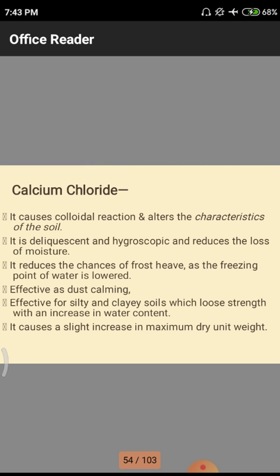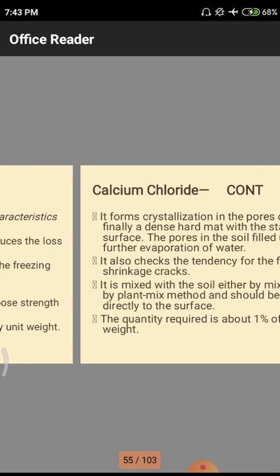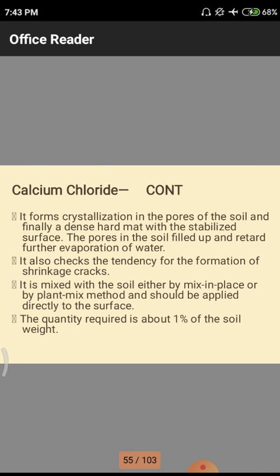Next one, it causes a slight increase in maximum dry unit weight. Why? Because automatically those will arrest the entrainment of water particles. Due to arresting the entrainment of water, dry mass will increase and wet mass will decrease. Next one, it forms crystallizations in the pores of the soil and finally they will densify the hard matter with the stabilization surface. The pores in the soil are filled, which retards further evaporation of water.